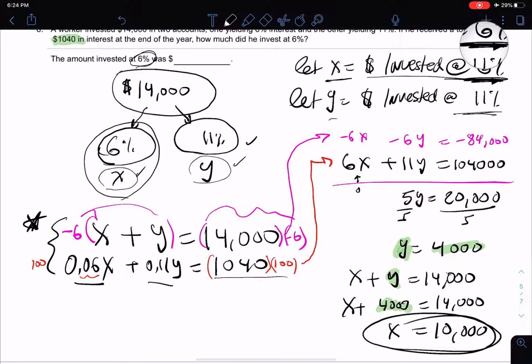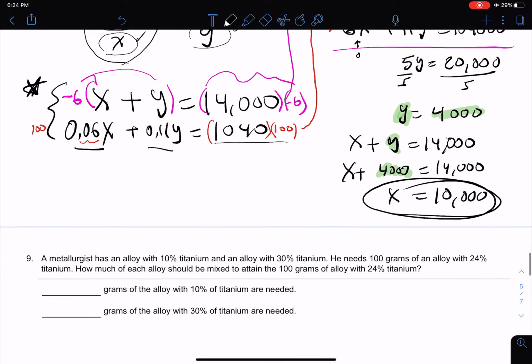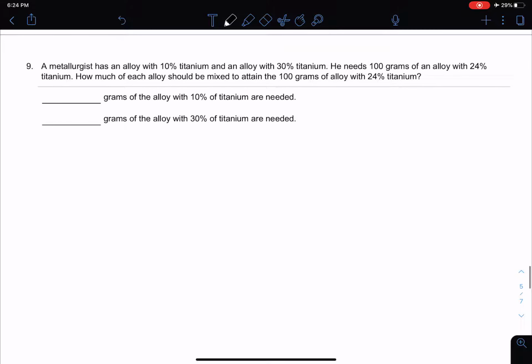Whoops, this thing's frozen all of a sudden. There we go. So $10,000 is invested at 6%. And that allows us to move on to the last word problem. And the last word problem is a mixture problem. This is our third mixture problem. So you can see that I'm trying to give you some practice with mixture problems.